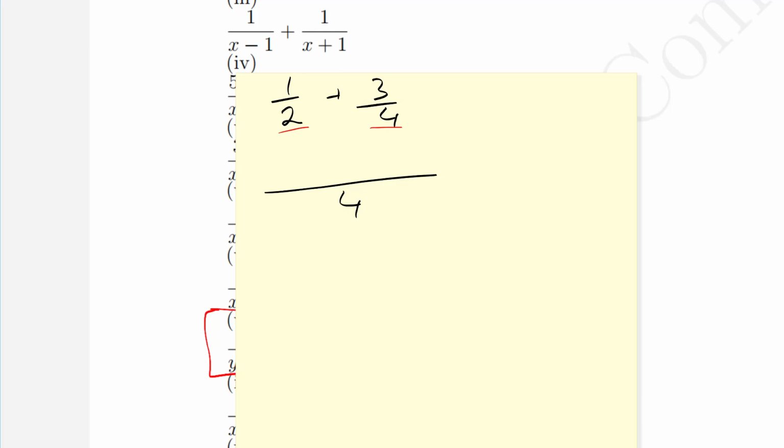So I would say 2 goes into 4 twice, so the 1 gets multiplied by the 2, plus 4 goes into 4 once, so the 3 gets multiplied by 1. 2 plus 3, we've got 5 over 4 is our answer.